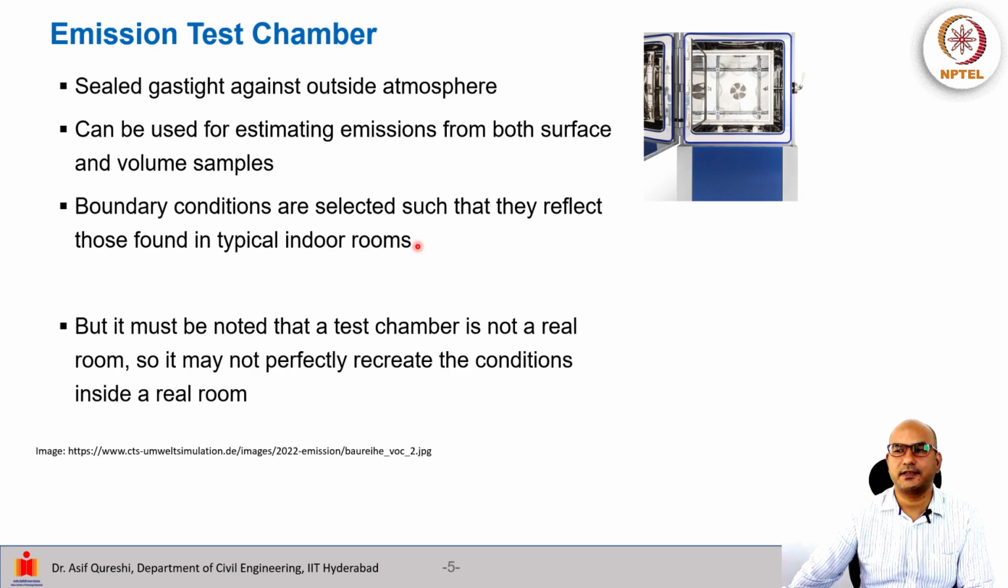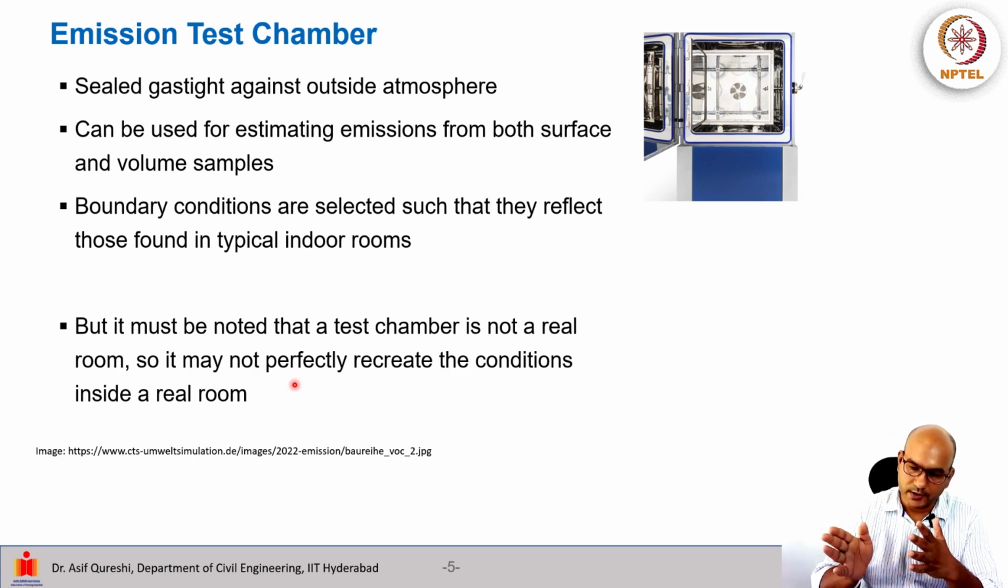They are selected in such a way that they reflect the conditions typically found in indoor rooms. So could be relative humidity, could be for example the temperature. Although we may finally note that a test chamber is not a real room. So while making these test chambers, we are going as close as possible to the reality of a room. It is still not a perfect room because a room is different and a chamber is different. So it is not perfectly possible to create the conditions inside the real room, but using such chambers we go as close as possible to what could be in a real room.